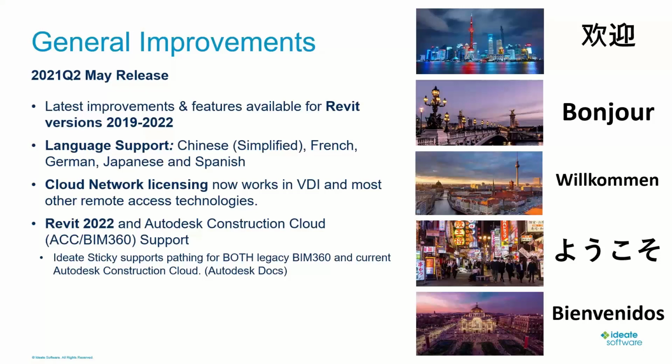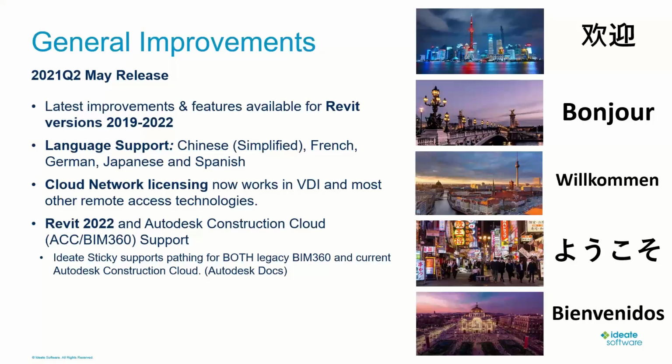But we also updated our software for Revit 2019 through 2022. So if you're using Revit version 2019 or Revit version 2020, the features that you see here are going to be available. There's a couple caveats that I'll mention that are only available in Revit 2022, just because Autodesk made some additional API improvements that we were able to take advantage of only for that particular release.